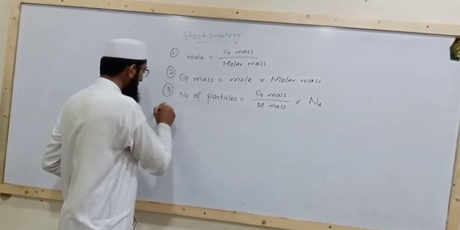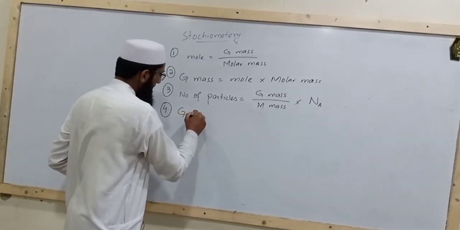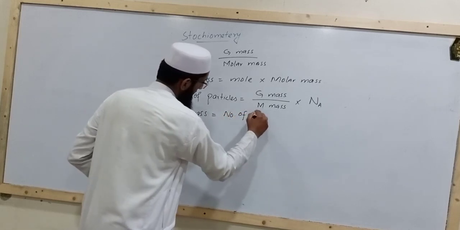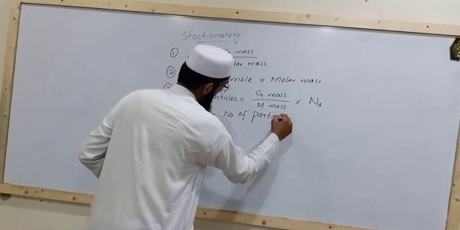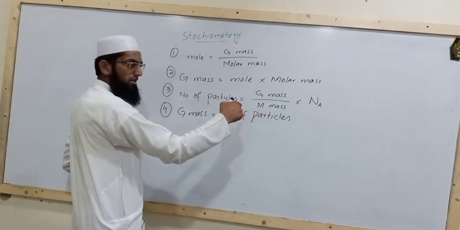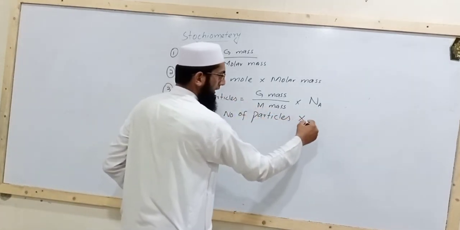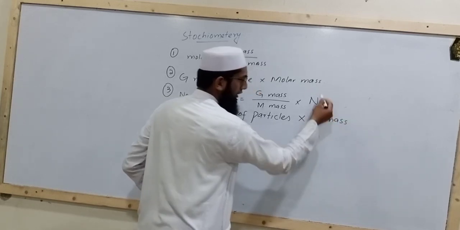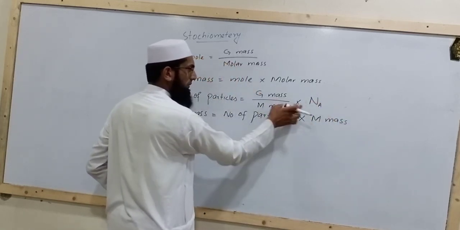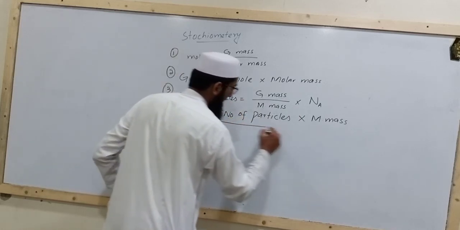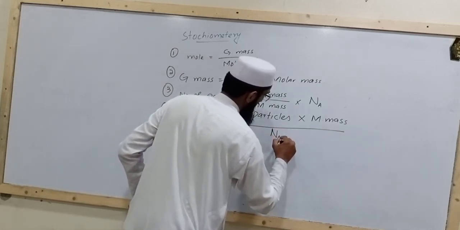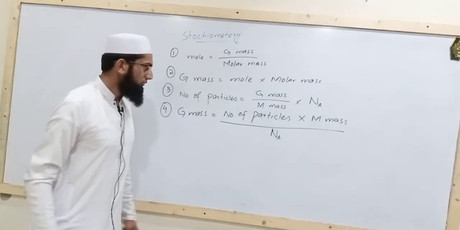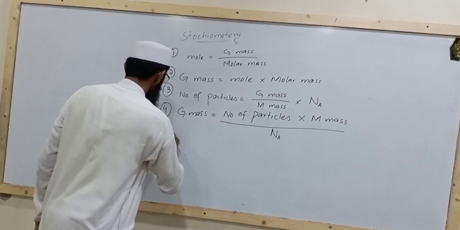So I am going to write here: given mass will be equal to number of particles, multiplied by molar mass, because the molar mass was dividing, so it moves to the other side multiplied. And Avogadro's number was being multiplied with given mass, but when we shift it here, it will be divided. Okay, is it clear?